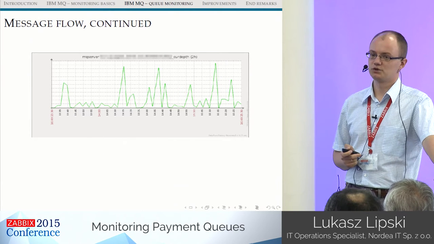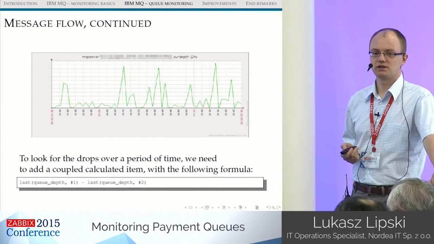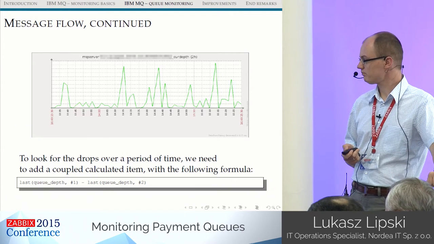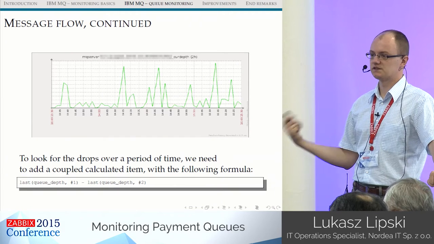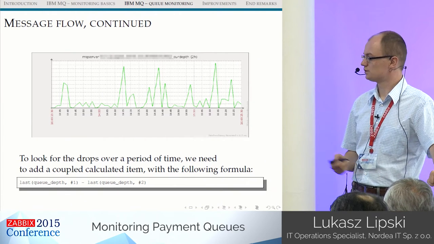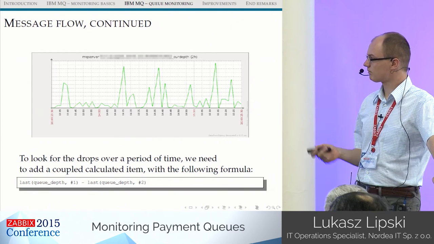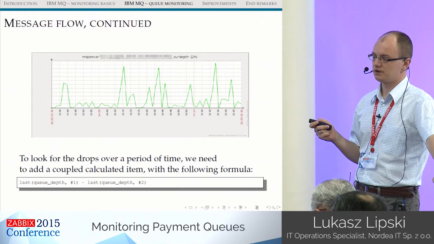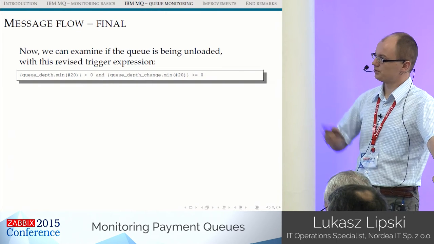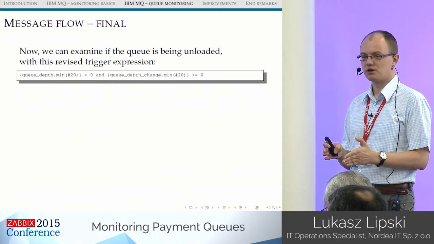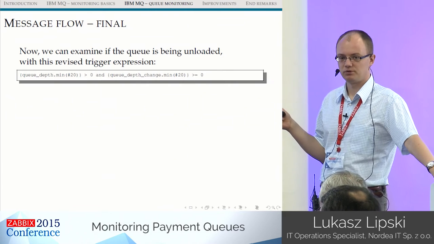So in order to revise our trigger expression, we need to add, unfortunately, a coupled calculated item with the following formula. It's basically just a delta, but we need the sign too, so it's written using the simple arithmetic expression. And when we have this calculated item stored, we revise the trigger expression to combine both the check that the queue depth is above zero and the check that there was no drop in those 20 minutes of time.